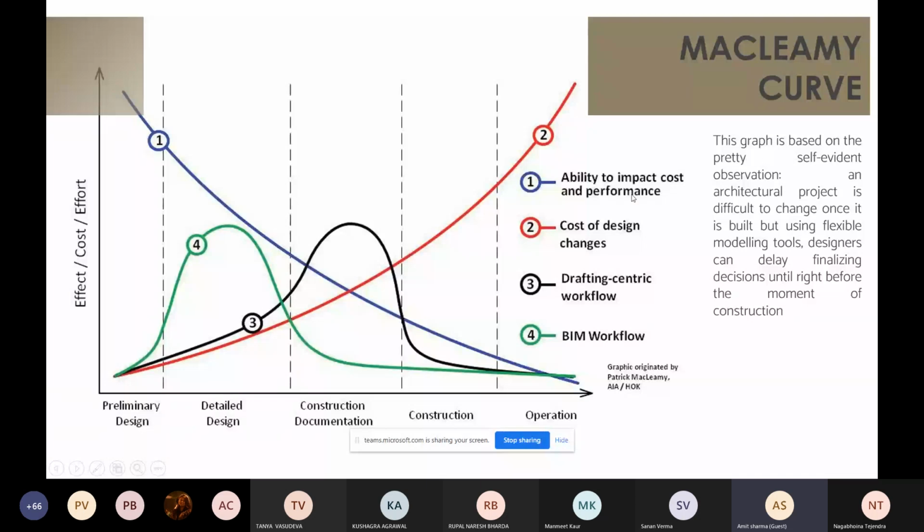The first thing is the ability to impact cost and performance. Everything we design, the effort and the cost at the start is huge. We can have a building of 2 stories, we can have a building of 10 stories. All these decisions are made in the preliminary design phase. But when we move from construction to the operation phase, we don't make that kind of huge change. We don't make any design decisions later.